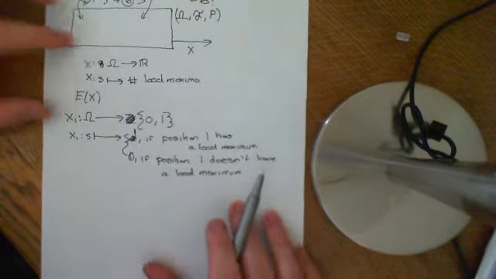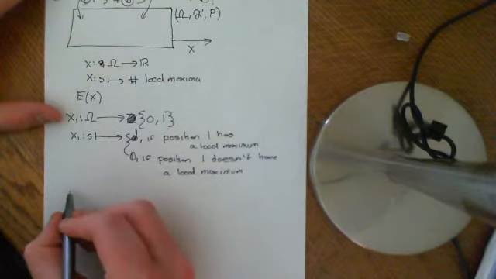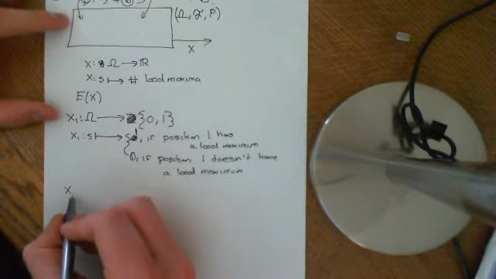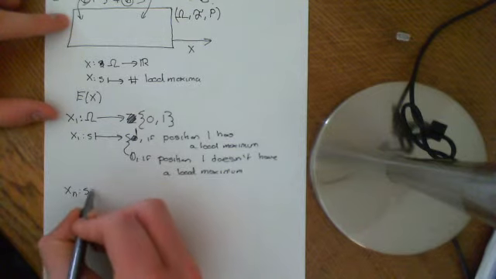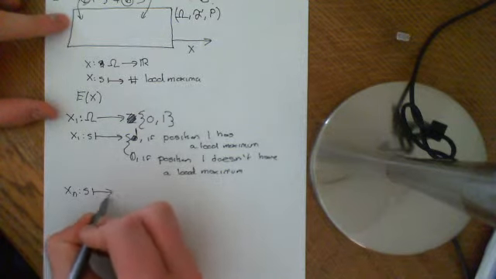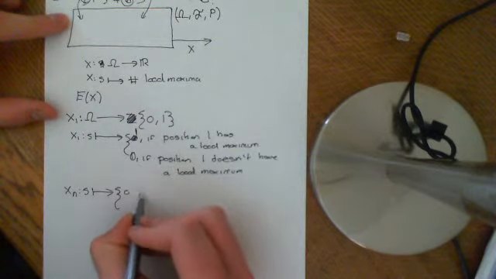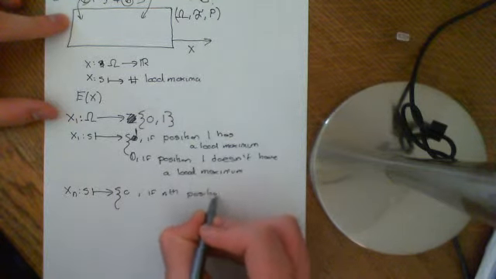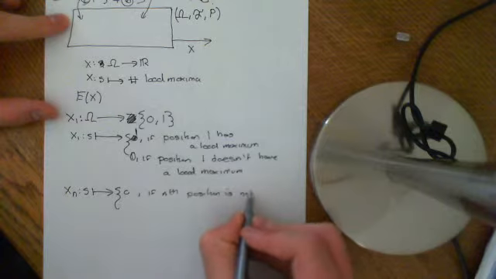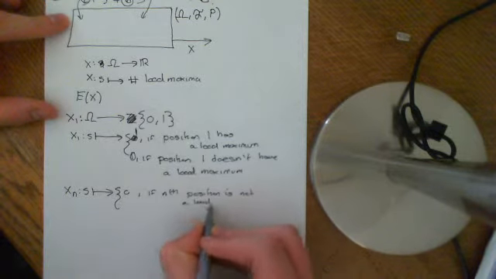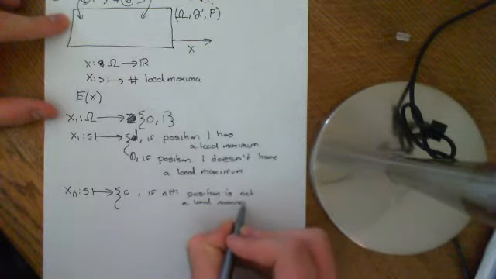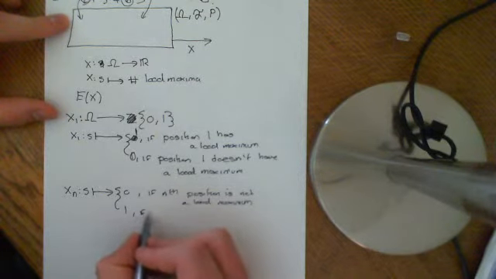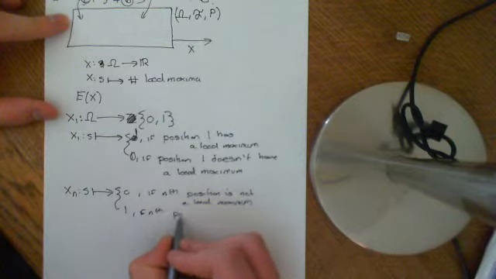Okay, so that's all good. And now we can define some more random variables, all the way up to xn, which is going to map any outcome s onto 0 if the nth position is not a local maximum, and onto 1 if the nth position is a local maximum.